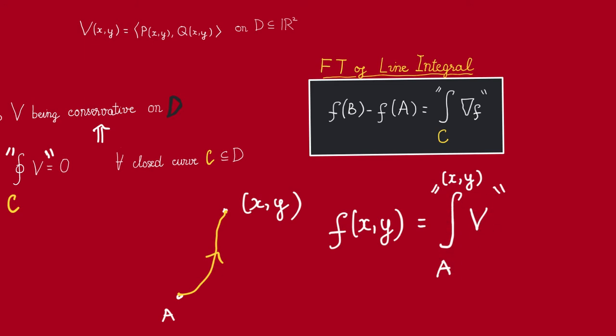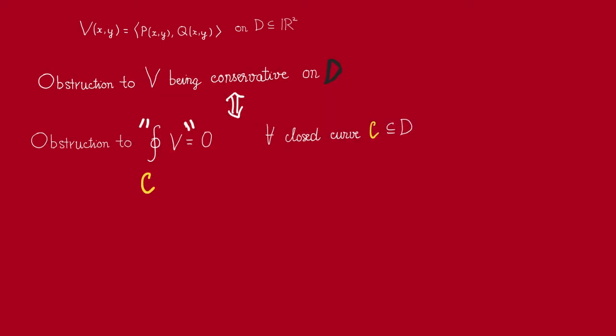And this is well defined because if I take two paths from A to (x, y), then if I reverse one of them and combine them together, I get a closed curve. So the integral of V along this closed curve must be 0 by hypothesis, and thus the integral of V along these two paths must be the same. So this integral does not depend on the choice of path, it only depends on the endpoints. Thus it is well defined. Thus we have established that obstructions to V being conservative on D are the same as obstructions to the integral of V vanishing along closed curves in D.